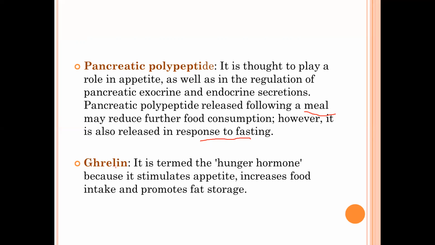And ghrelin is also synthesized from the stomach wall, from the duodenal wall, as well as from the intestinal wall. And it is also secreted in small amounts from pancreatic cells, from the epsilon cells. And it is termed the hunger hormone because it stimulates the appetite, increases food intake, and promotes fat storage. It helps in fat storage and increases hunger. So we call it the hunger hormone.